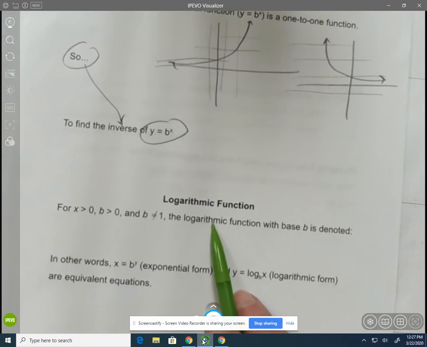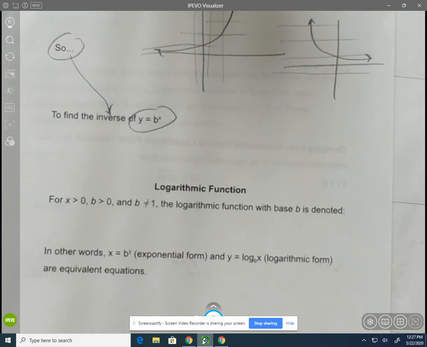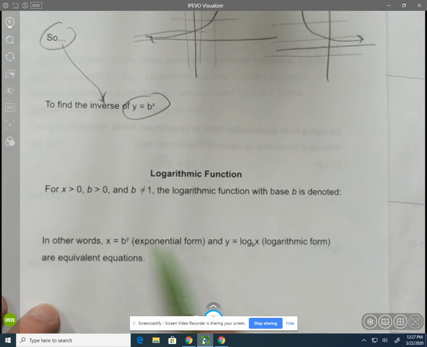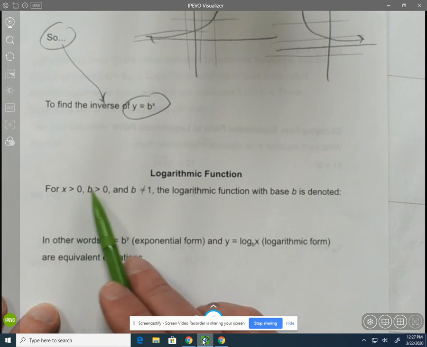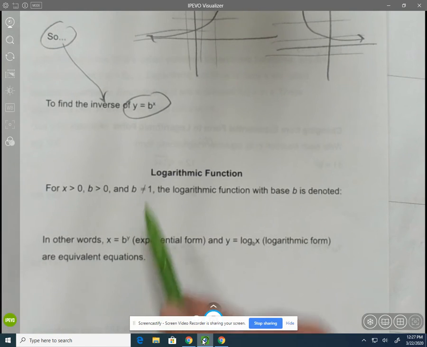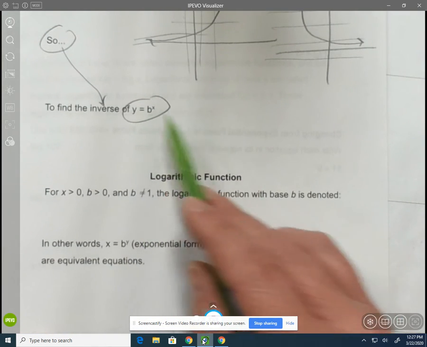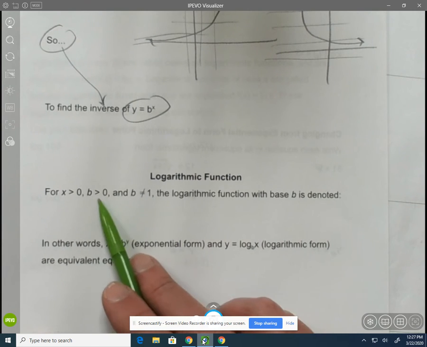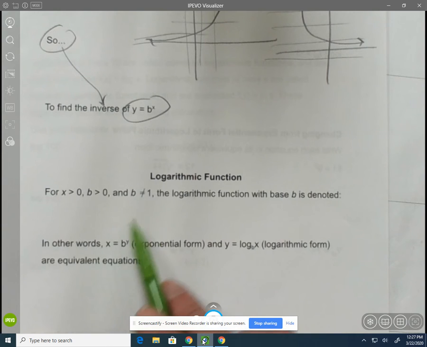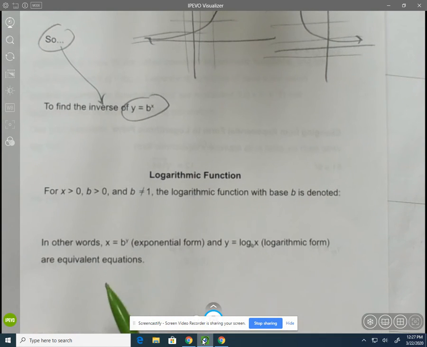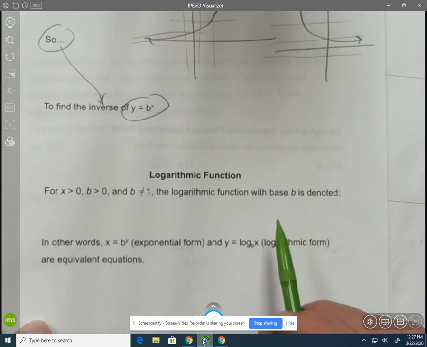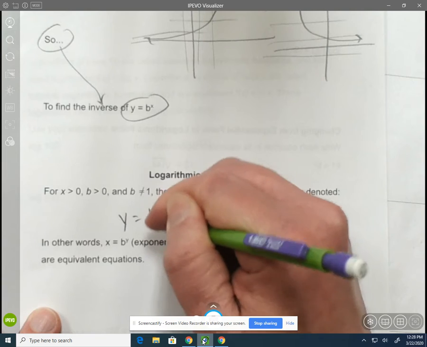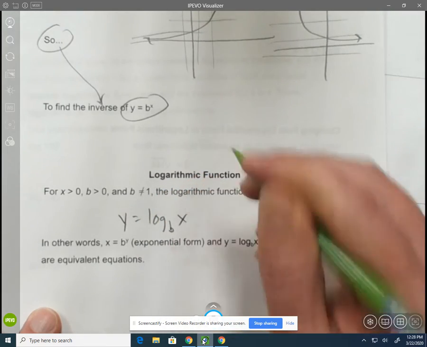So a logarithmic function is basically the inverse, the backwards running of an exponential function. It says if we're talking about positive x's and positive b's and b not equal to 1, because again, 1 to any power is kind of boring. It's always 1. So positive x's and positive b's. This logarithmic function with base b is noted like this: y equals log base b of x.